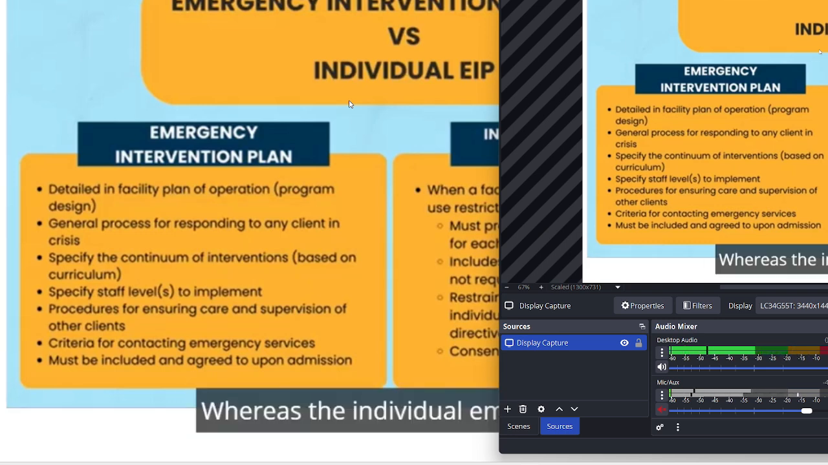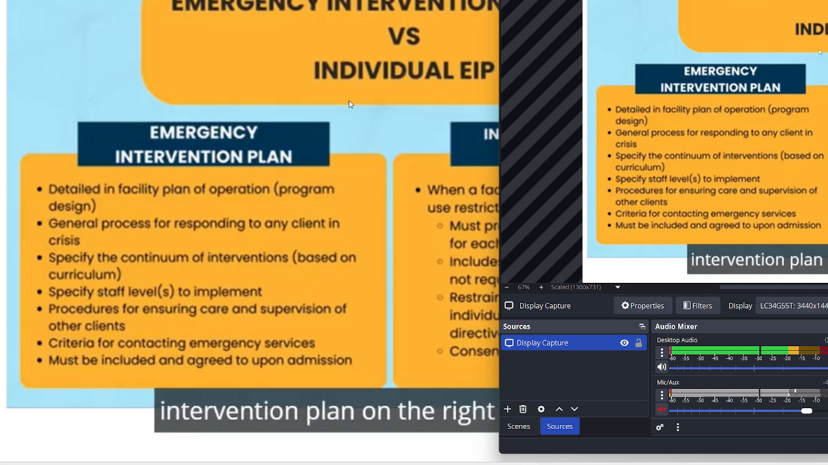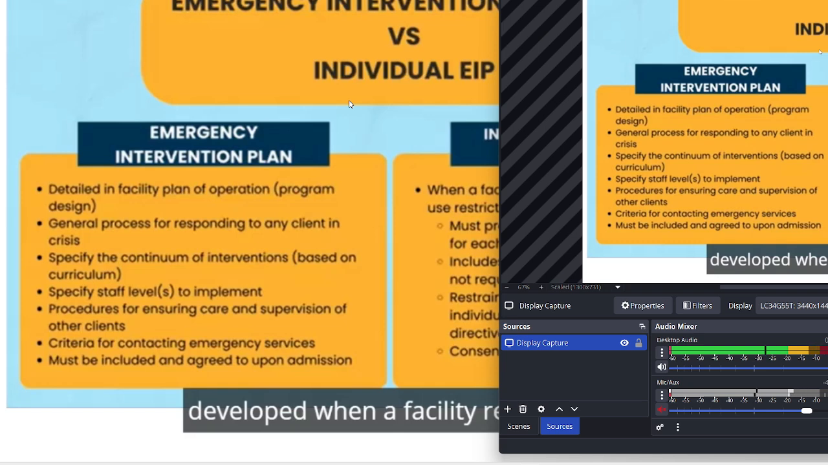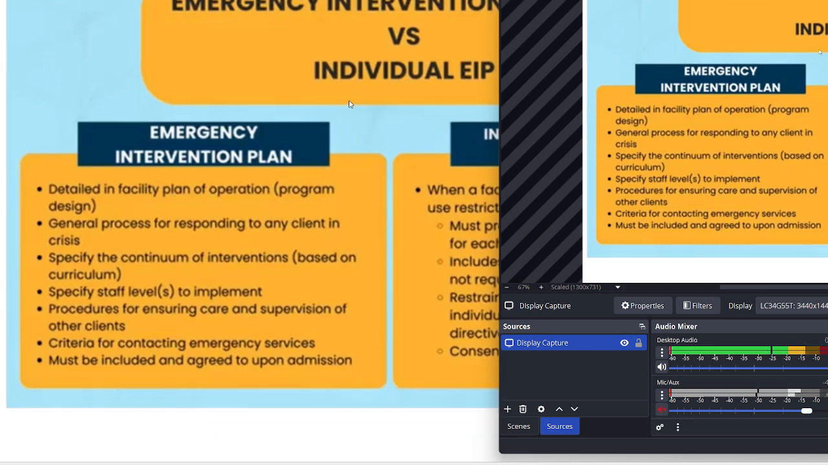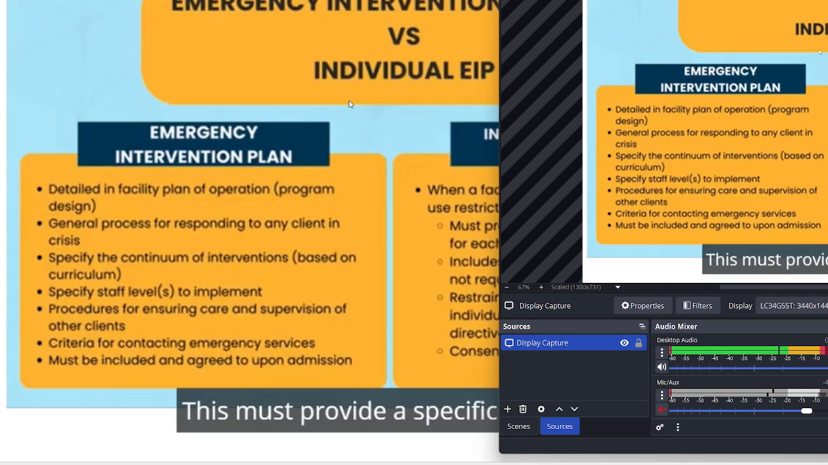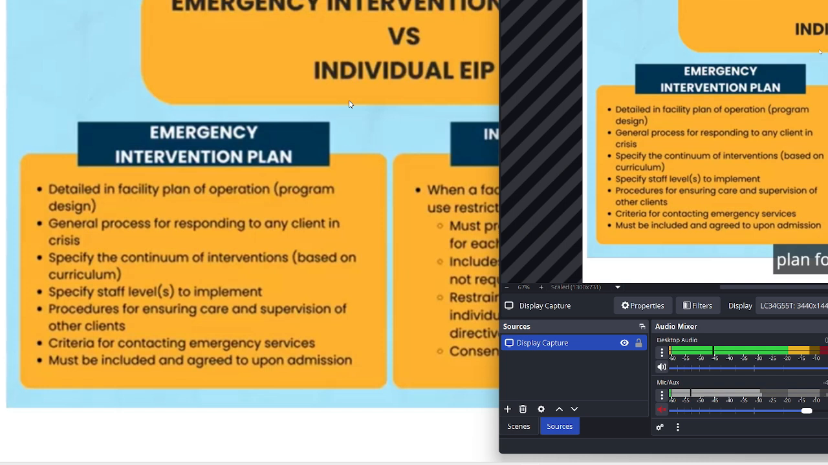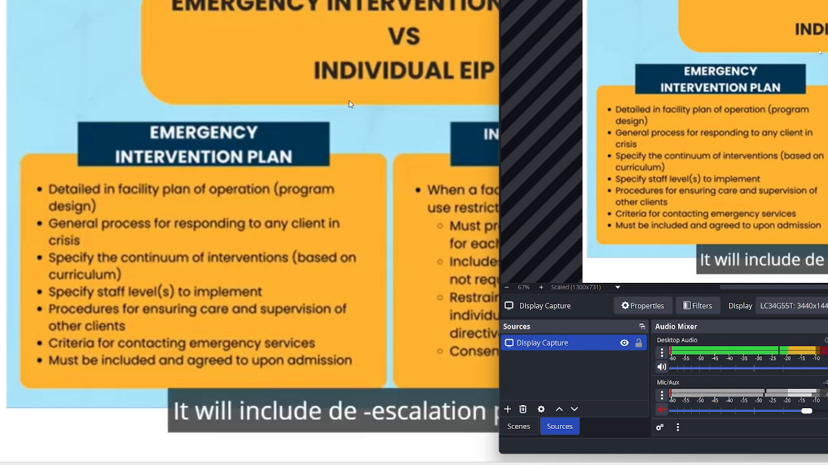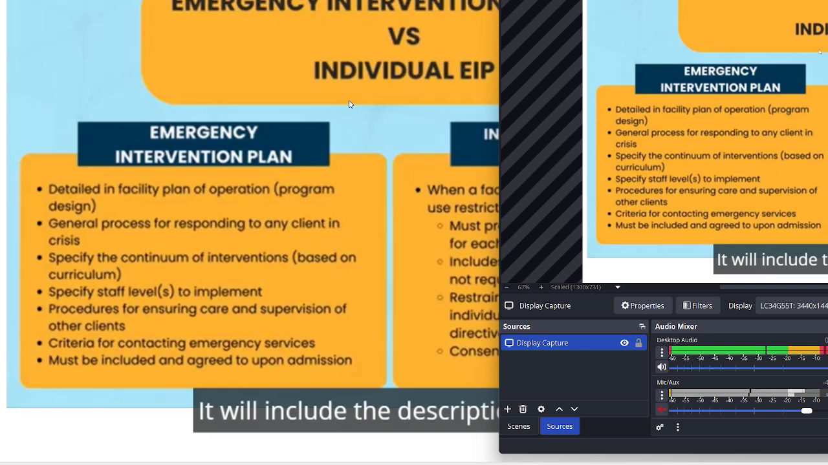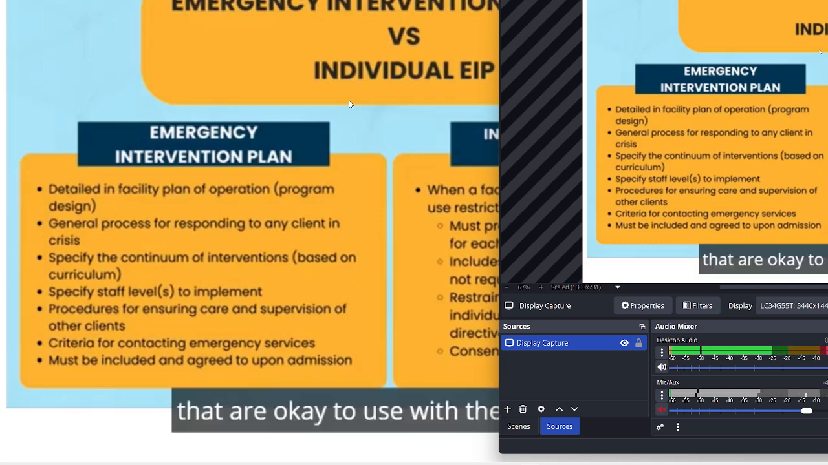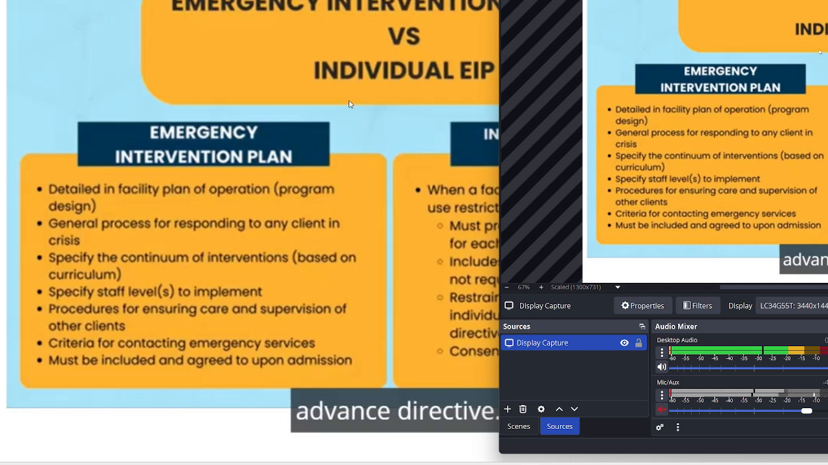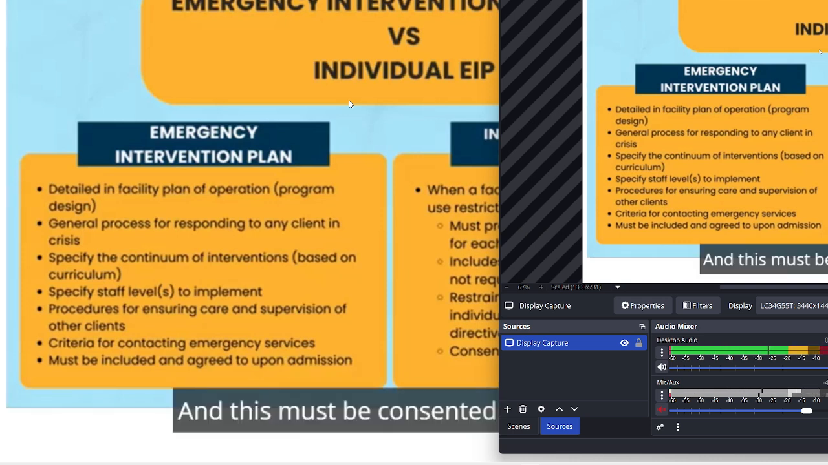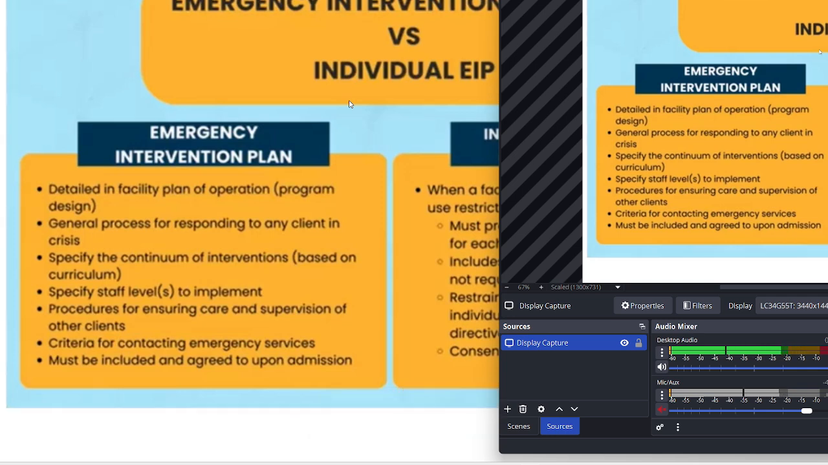admission. Whereas the individual emergency intervention plan on the right-hand side is developed when a facility reasonably foresees the need to use restrictive interventions with an individual. This must provide a specific individual plan for each client. It will include de-escalation procedures that do not require manual restraint. It will include the description of the restraint procedures that are okay to use with the individual based on their individual factors and advance directive. And this must be consented to prior to implementation.